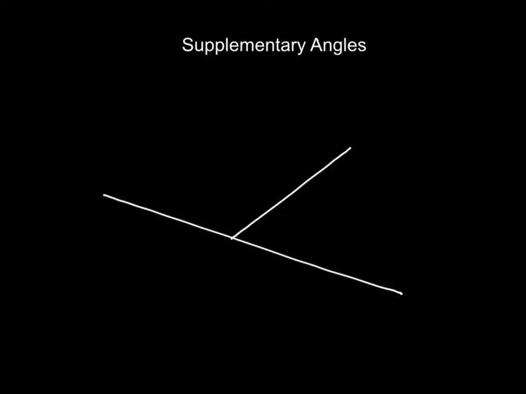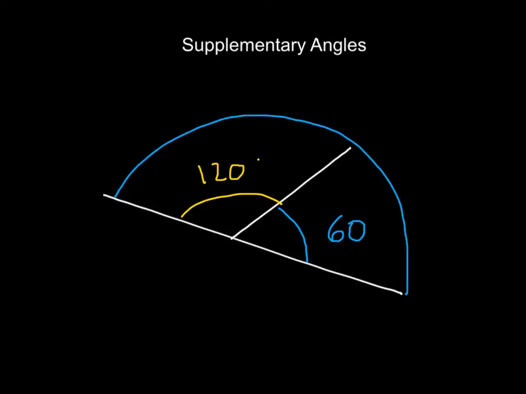Similarly, two angles that add up to 180 degrees are considered supplementary. So if here I have a 60-degree angle and here I have a 120-degree angle, together they would equal 180 degrees, which is supplementary. Two angles that equal 180 degrees are considered supplementary.